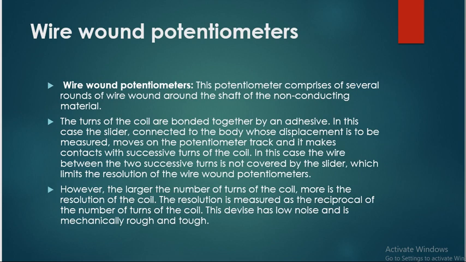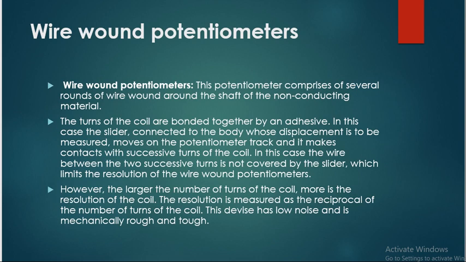This potentiometer comprises several turns of wire wound around a shaft of non-conducting material. The turns of the coil are bonded together by an adhesive material. In this case, the slider connected to the body whose displacement is to be measured moves on the potentiometer track and makes contact with the successive turns of the coil. So this is how it works.